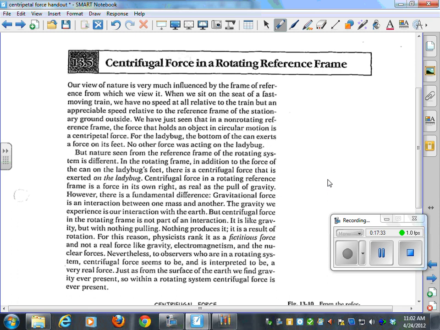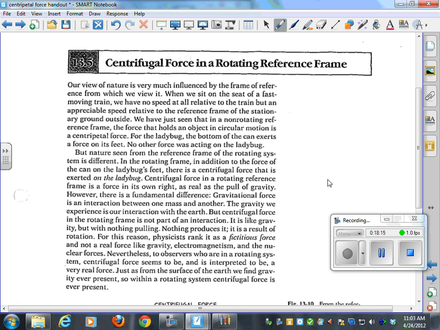We have just seen that in a non-rotating reference frame, the force that holds an object in circular motion is a centripetal force. For the ladybug, the bottom of the can exerts a force on its feet. No other force was acting on the ladybug. But nature seen from the reference frame of the rotating system is different. In other words, put yourself in the ladybug's shoes. In the rotating frame, in addition to the force of the can on the ladybug's feet, there is a centrifugal force that is exerted on the ladybug. Centrifugal force in the rotating reference frame is a force in its own right, as real as the pull of gravity. So the centrifugal force only really exists when you are inside the can, inside the rotating reference frame.